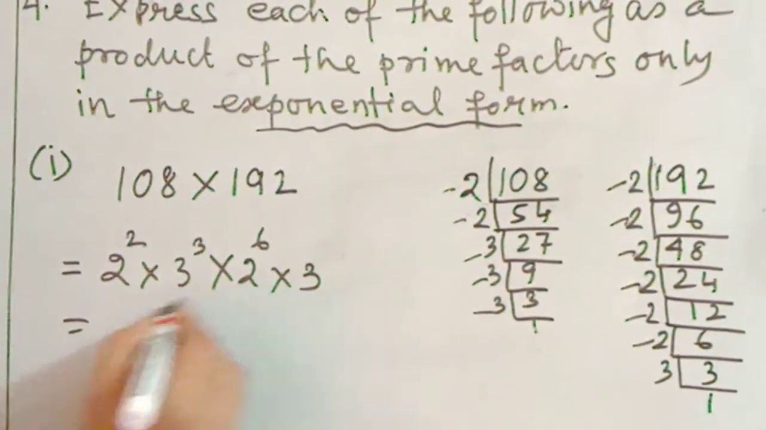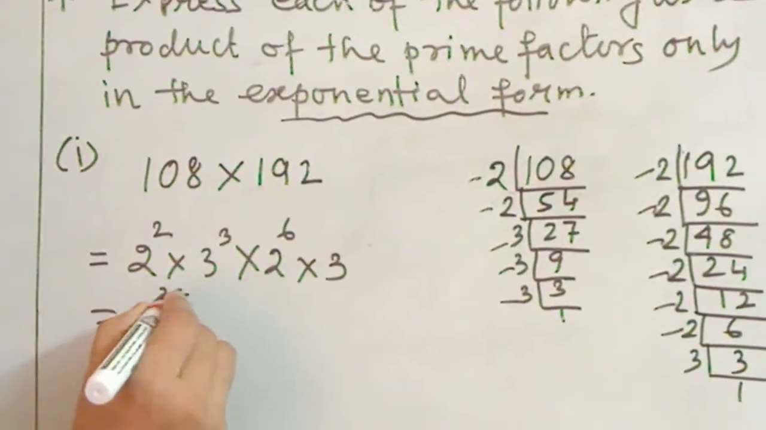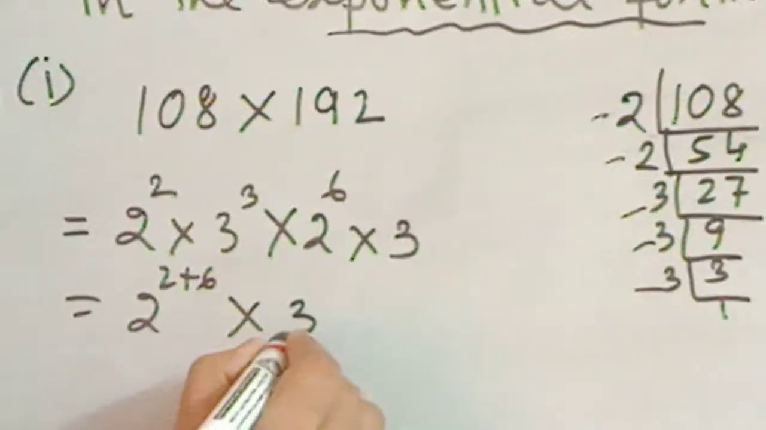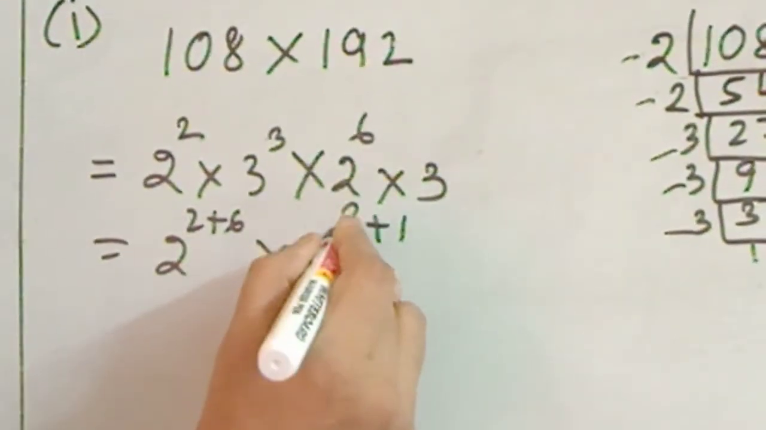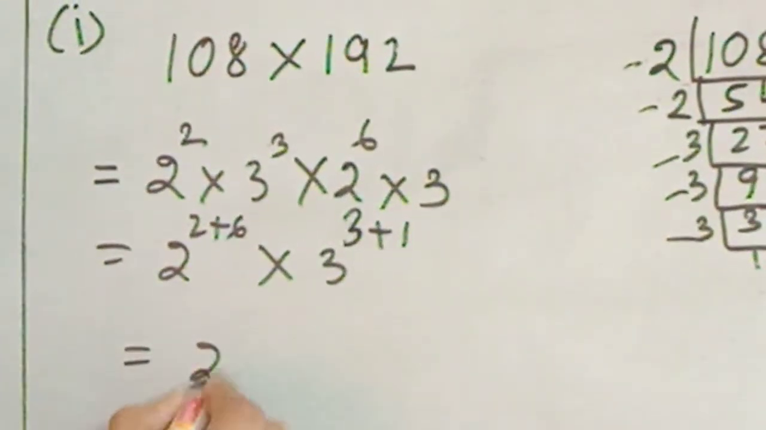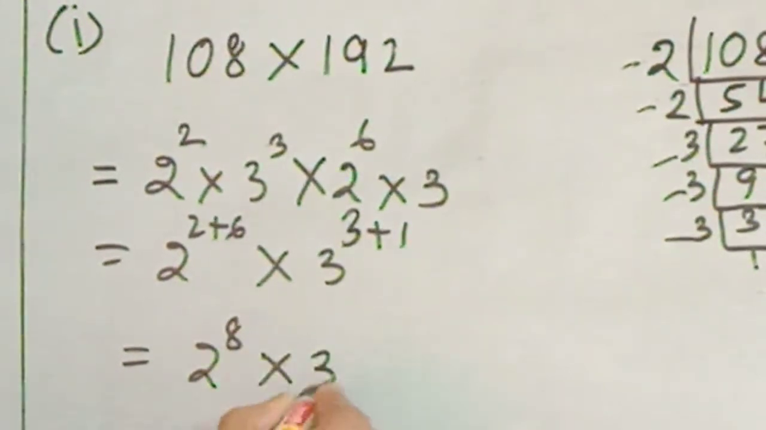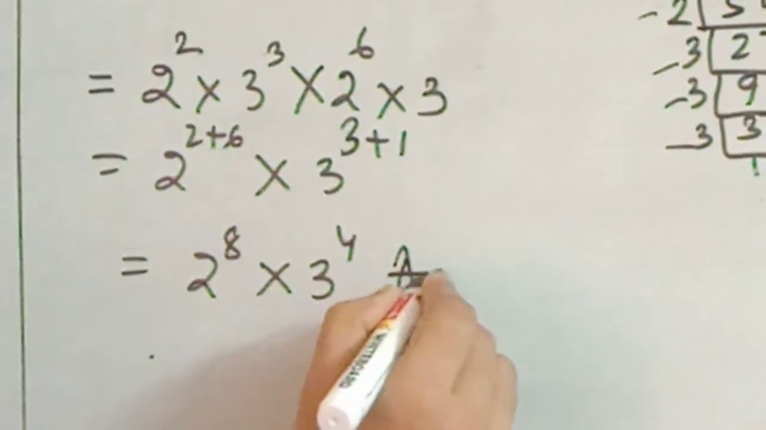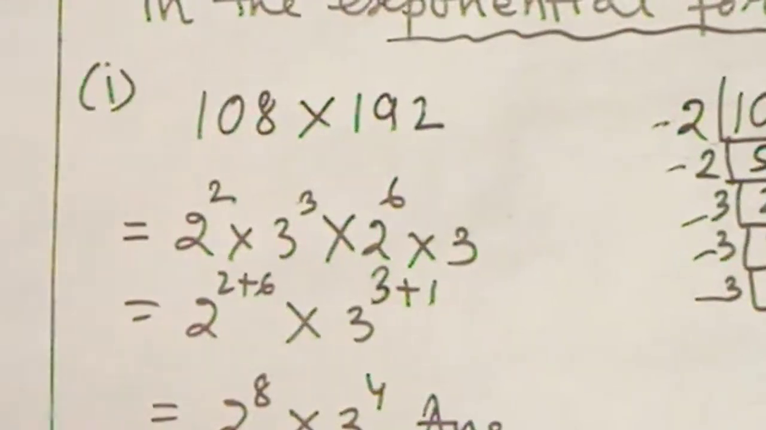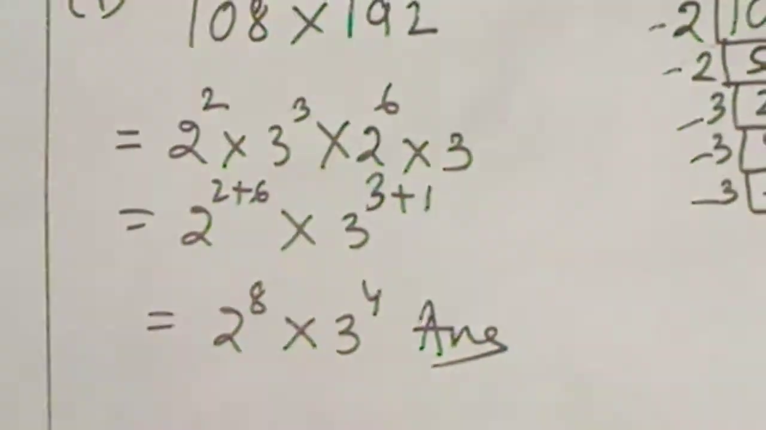Now the bases are the same, so 2 to the power 2 plus 6, into 3 to the power 3 plus 1, because it is 3 and it is 1. So 2 to the power 8 into 3 to the power 4, and this is the answer. You have to give the answer in the exponential form.